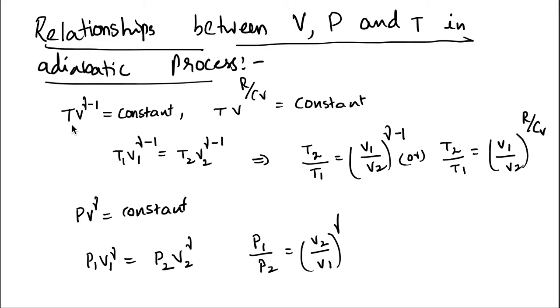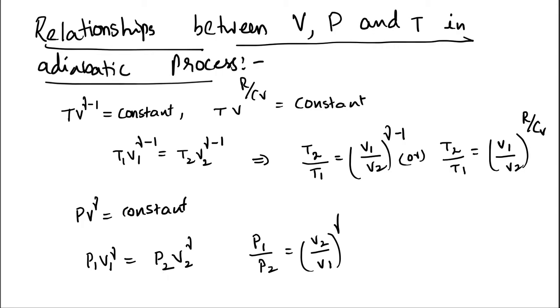In the last class, we learned that the relationship between temperature and volume is T times V power gamma minus 1 equal to constant. In other words, temperature times volume power R over Cv equal to constant. And the relationship between pressure and volume is P times V power gamma equal to constant, or we can write P1 times V1 power gamma equal to P2 times V2 power gamma. So these relations were already established, and now the relationship we are going to establish is the relationship between pressure and temperature.